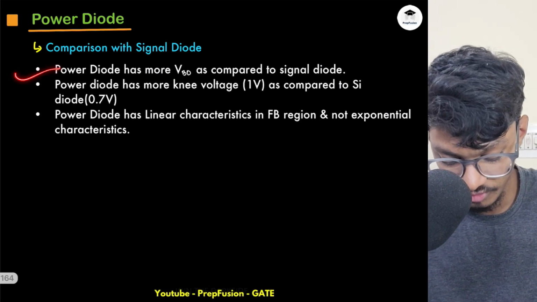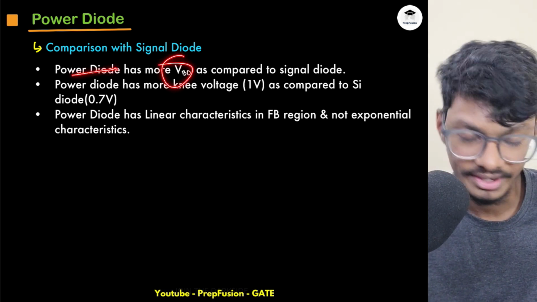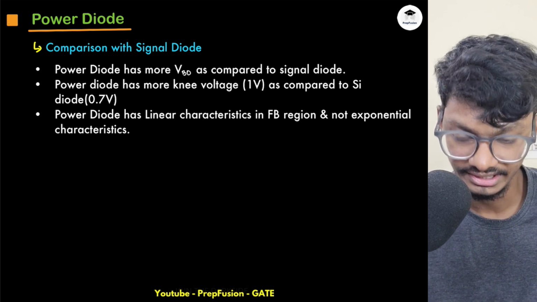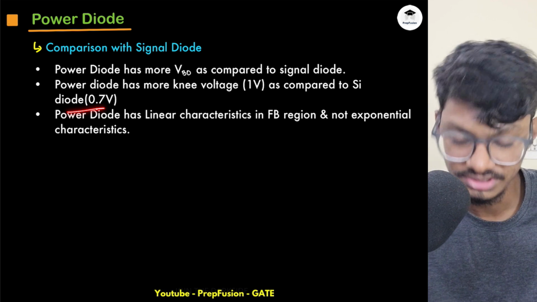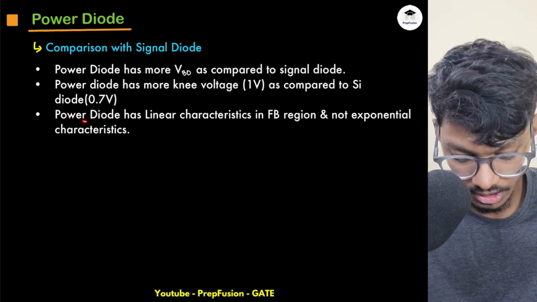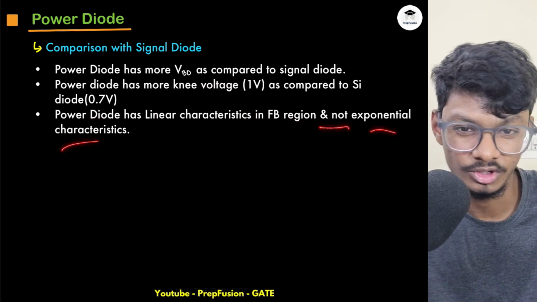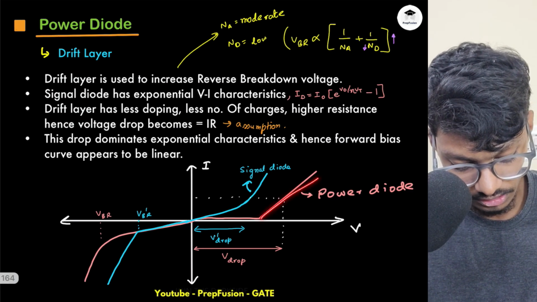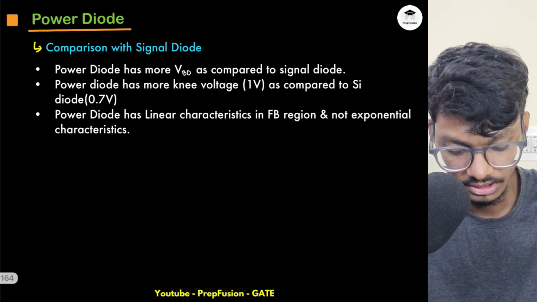Now, there are a few comparisons between a normal signal diode and a power diode. Power diode has more breakdown voltage, I've already explained. Power diode has more knee voltage, which you can also see from the VI characteristics, almost equal to 1 volt, compared to 0.7 volts for a normal signal diode. Power diode has linear characteristics in the forward region and not exponential, because we're talking about larger currents and larger voltages. That's why we can linearize it, so we assume that.